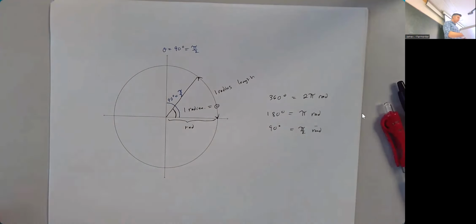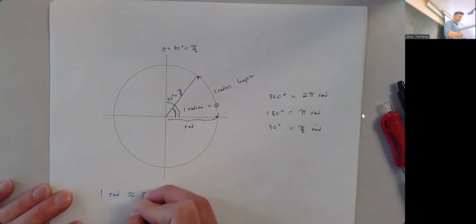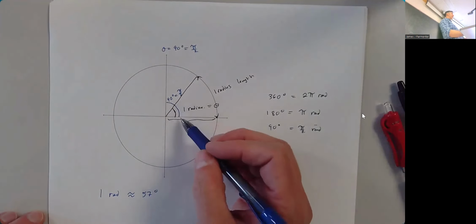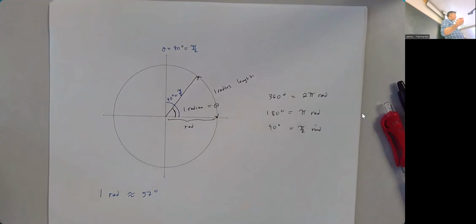I will mention 1 radian is approximately 57 degrees. So that angle there, when I look at 1 radian, I really think of it as being pretty close to 60 degrees. So 1 radian, you kind of get 6 of them in the circle because you get 6 60 degree angles in the circle, but really there's a little bit left over. So more than that. All right.